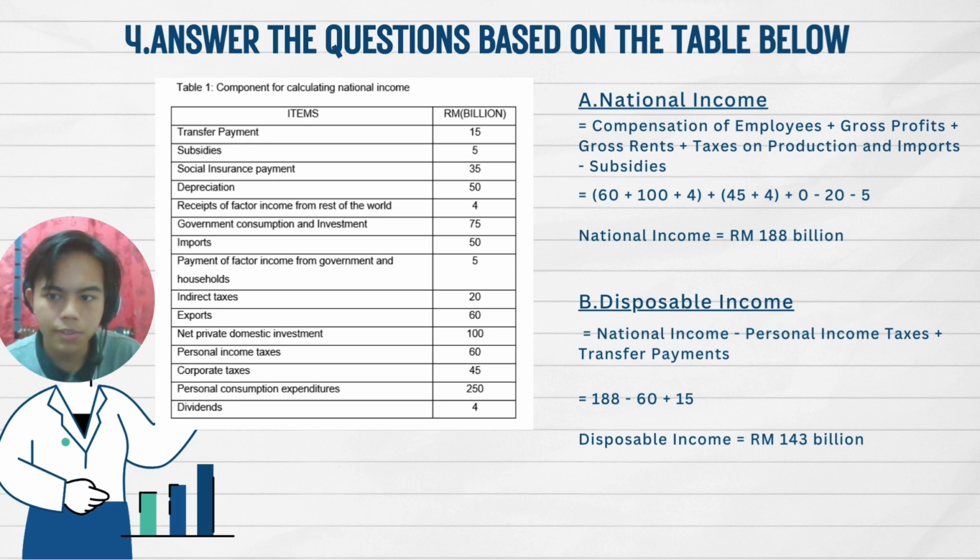After finding each value, excluding gross rents since it doesn't mention the table, we can then obtain the total amount of national income, which is 188 billion. Next, disposable income. The relevant items are national income minus personal income taxes plus transfer payments. After determining each value, we can then calculate the overall sum of disposable income, totaling 143 billion.